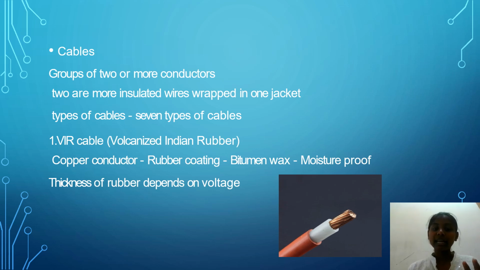So there are seven types of cables. The first one is VIR cable. VIR means vulcanized Indian rubber. Where is this rubber extracted from? Rubber is extracted from plants. The rubber extracted from plants is not hard. If you observe the rubber we use for rubber bands, or the rubber we use for an eraser, or the rubber we use for the tire of a vehicle, right?